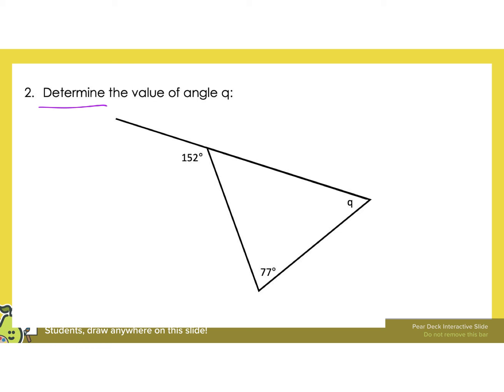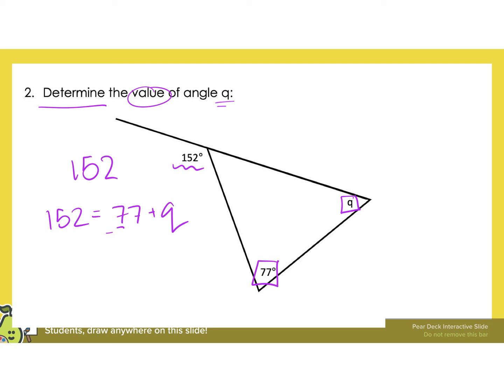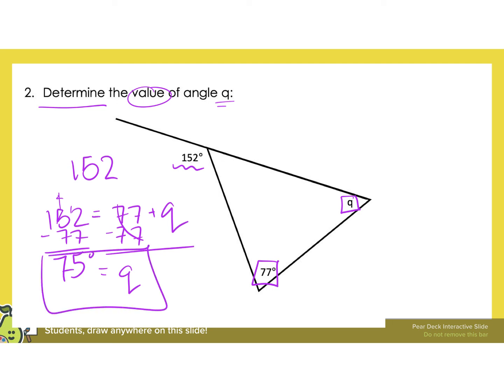We are trying to determine the value of angle Q. Angle Q is an opposite interior angle, and this is my exterior angle right here. So I know if I subtract this interior angle, it will give me Q. Exterior equals the sum of the two opposite interior angles, so you're just going to end up subtracting. What do we get? 75 degrees. Try the next two and see how you do.